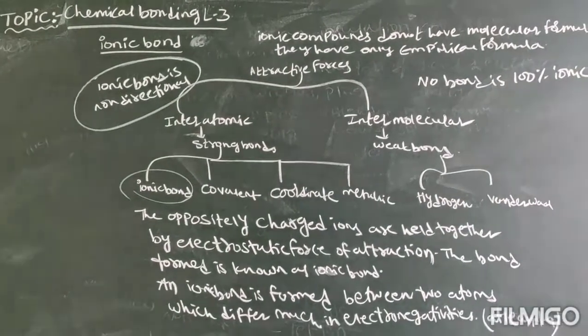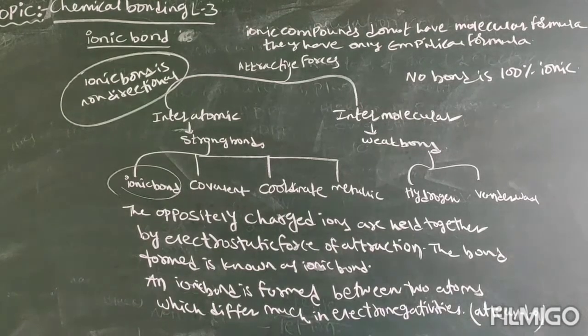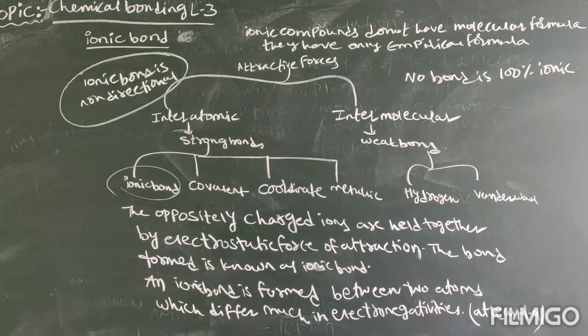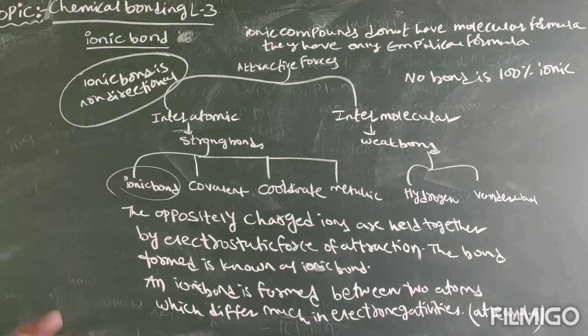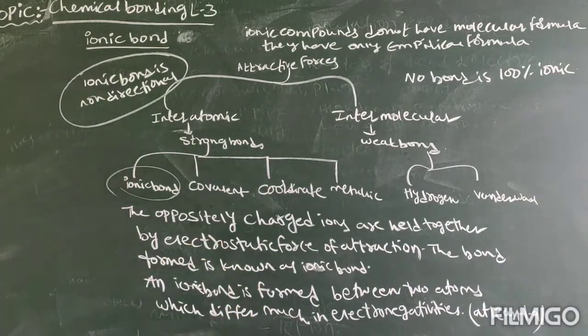Whatever we have discussed, just for your sake I am showing it at a glance. First we had the definition of ionic bond. Next, at the competitive level, if they ask, the electronegativity difference between the two atoms should be at least 1.9. No bond is 100% ionic, and ionic compounds do not have molecular formulas. They have only empirical formulas, and ionic bond is non-directional.